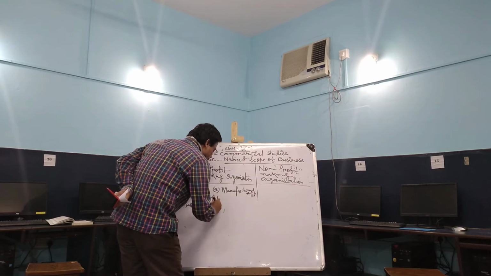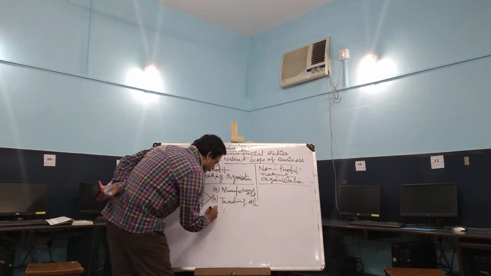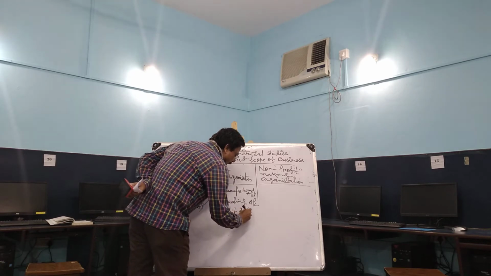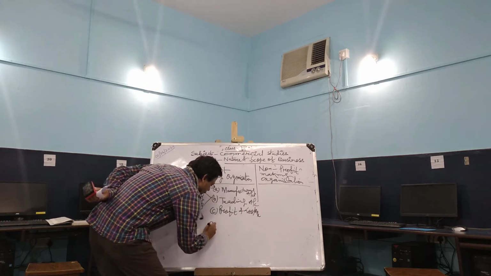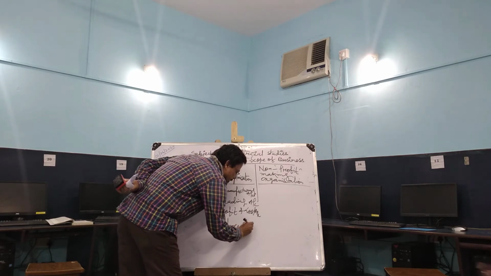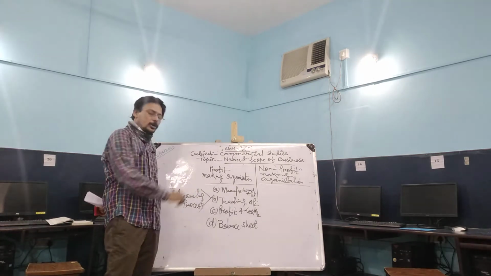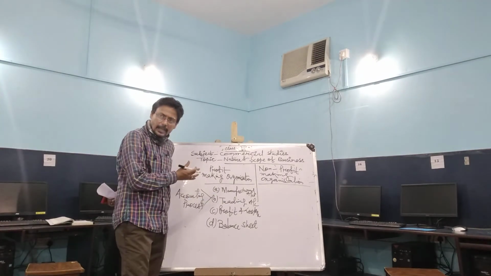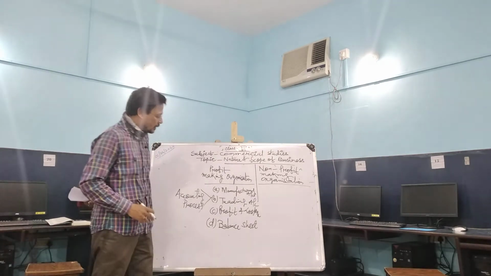Number B, trading account. Number C, profit and loss account. Number D, balance sheet. Here, in the case of a profit-making organization, these four types or so many types, I have just written shortly. This is the main set which is prepared at the end of the financial year by each and every business firm. So those are to be prepared.